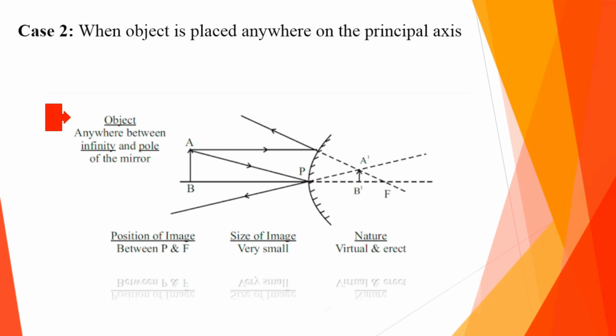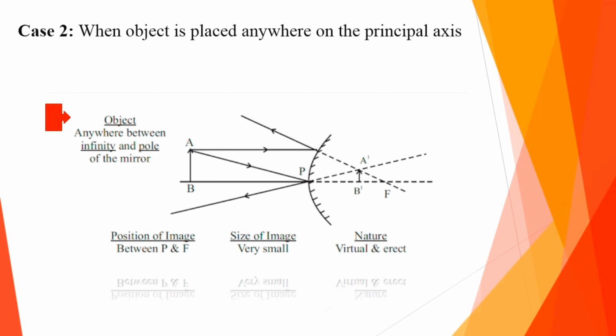We can use any 2 rules. Here the rule is, when a ray of light is parallel to the principal axis, it appears to come from the focus. And when a ray of light hits the pole, the center of the mirror, it follows the laws of reflection, that is, angle of incidence is equal to angle of reflection. So when we join the reflected rays, they appear to be coming from behind the mirror.